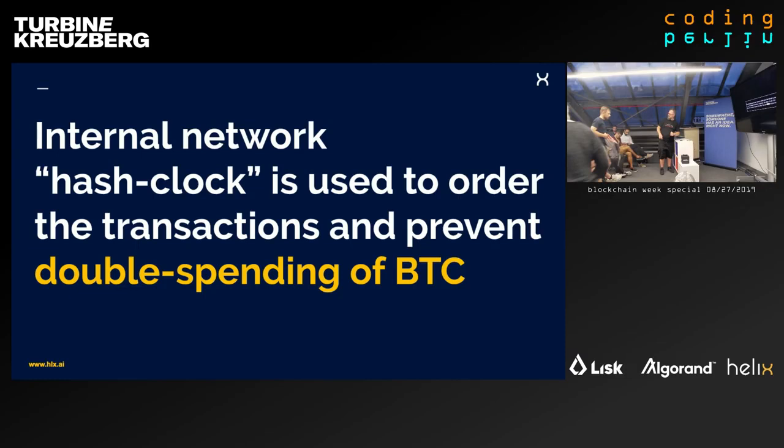Because the Bitcoin network uses this hash clock based on the proof of work and the difficulty levels in order to achieve a global ordering of the transaction log. And thus, once you have a global ordering everyone agrees on, you can prevent double spending of BTCs.